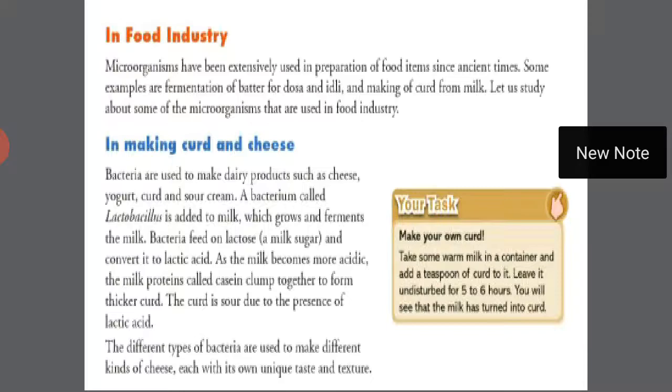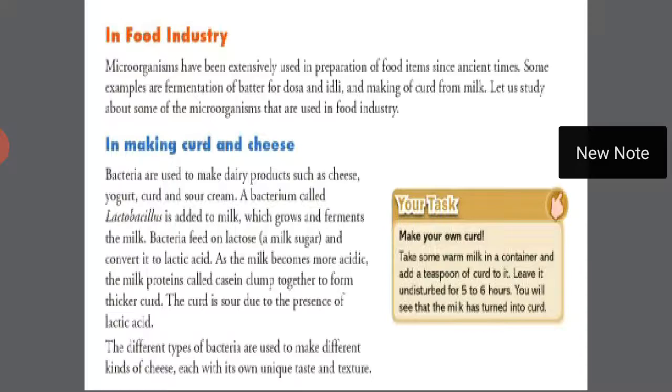So, in making curd and cheese, bacteria are used to make dairy products such as cheese, yogurt, curd, and sour cream.